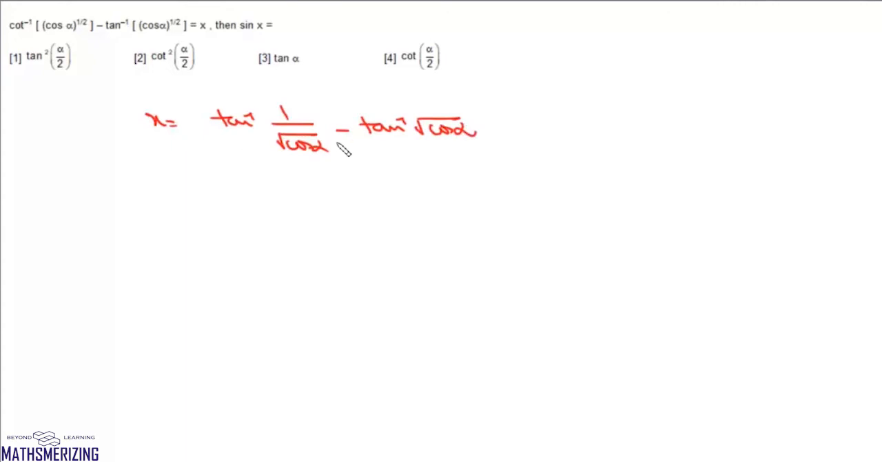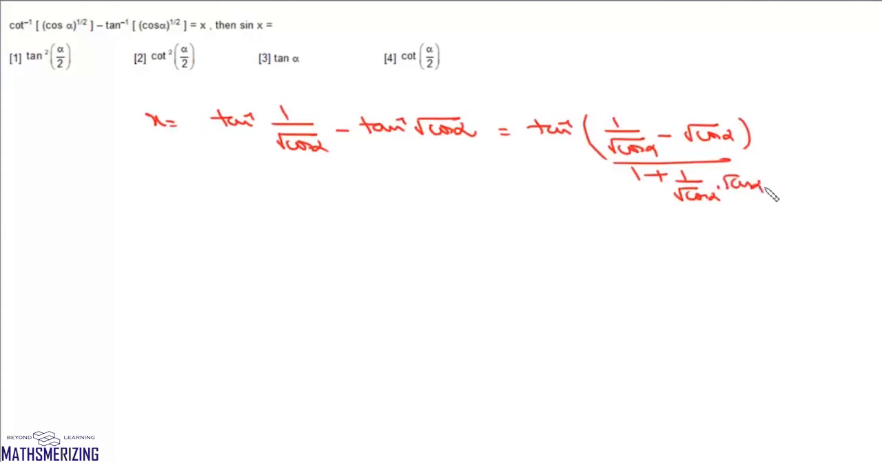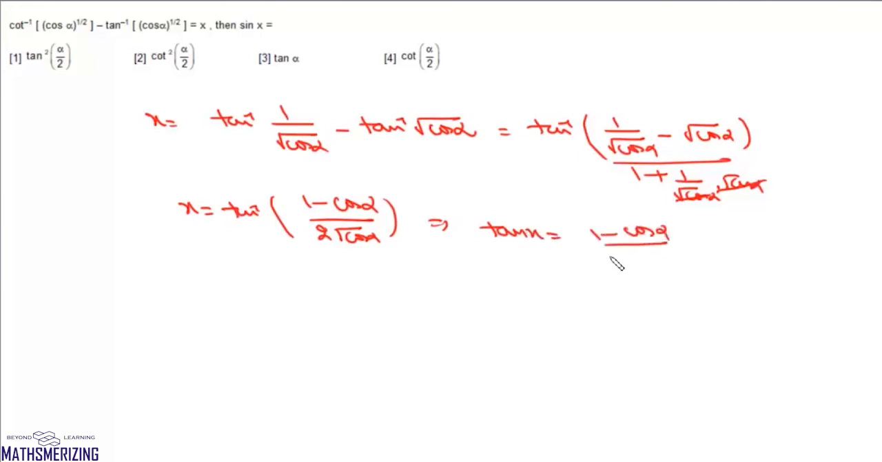Now we'll use the formula for tan inverse x minus tan inverse y. So it will be tan inverse of (1 upon under root cos alpha minus under root cos alpha) upon (1 plus 1 upon under root cos alpha into under root cos alpha). Now we'll cancel. So we'll get this x as tan inverse of (1 minus cos alpha) upon (2 under root cos alpha). Now we'll take this tan inverse to the left hand side. We can write tan x as (1 minus cos alpha) upon (2 under root cos alpha).